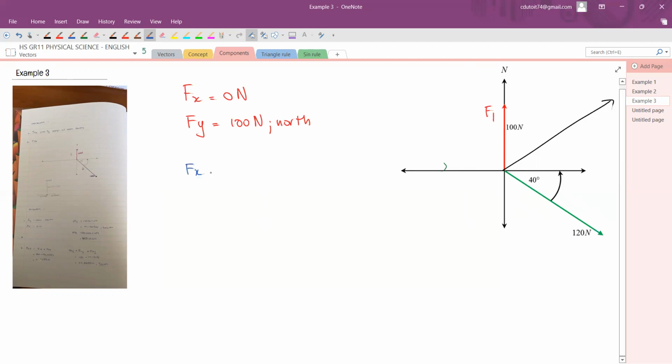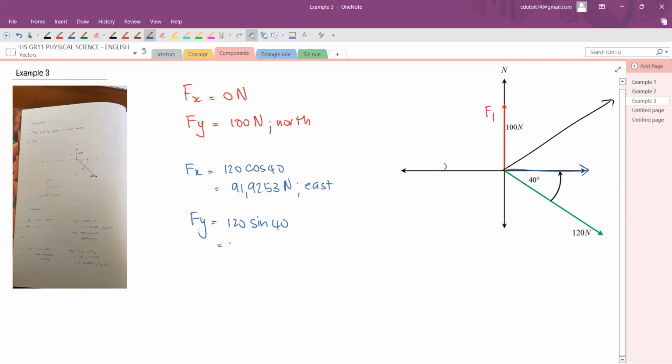Then we need the X and Y components of the 120 Newton force. So the X component is what? Sin or cos? Cos. Very good. 120 cos 40. Did you get a value there? I can't see, I've made your stuff too small. Yeah, I got 91,9253 Newtons, and this is east. And then the Y component would be 100 sin 40.